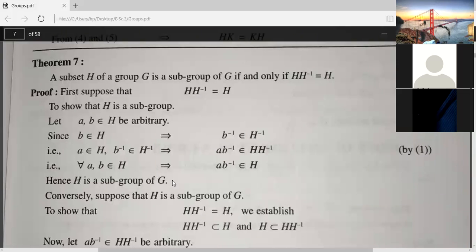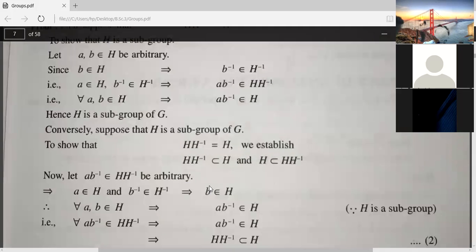Now if Q then P is over. Now if P then Q, that you have to prove. What is given in if P then Q? H is a subgroup of G, then you have to prove H inverse is equal to H. That you have to prove here. Already you know A is equal to B means you can write A is a subset of B and B is a subset of A. The same here: H inverse is a subset of H and H is a subset of H inverse.